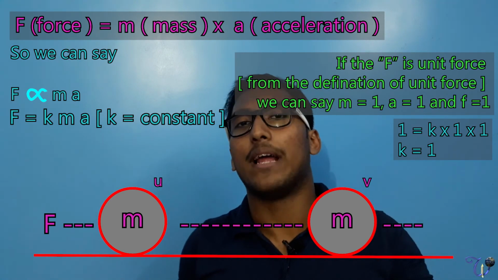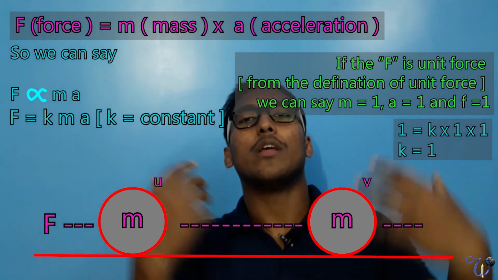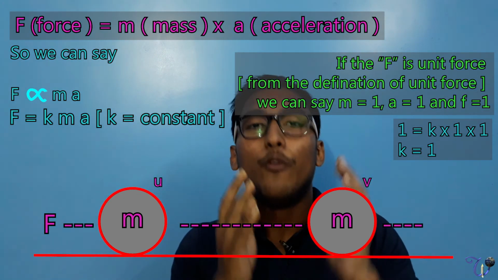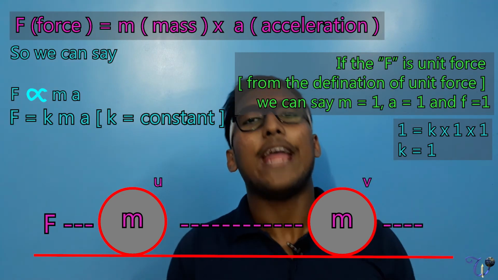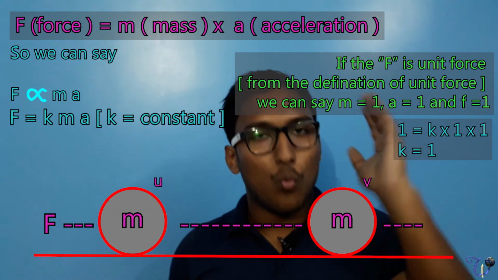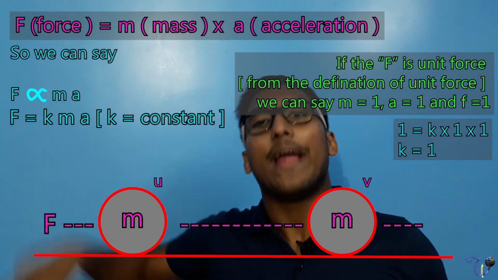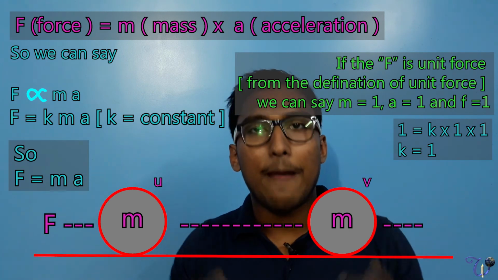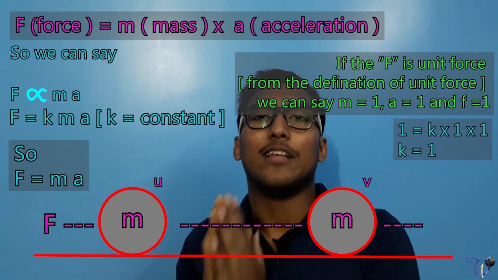Okay, so here in our case, M is equal to 1, A is equal to 1, and also F is equal to 1. If these 3 terms are 1, and you put the values into this equation, F equals K into MA, so 1 equals K into 1 into 1. So K is equal to 1. Put the value again into this equation, so what we have is F is equal to M into A. That means force is equal to mass into acceleration.